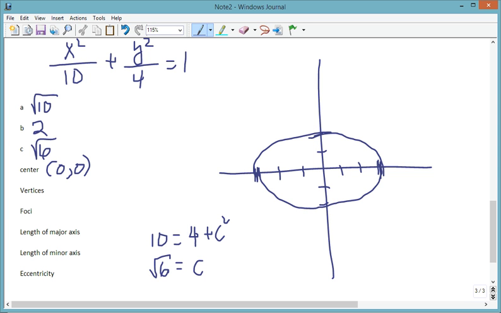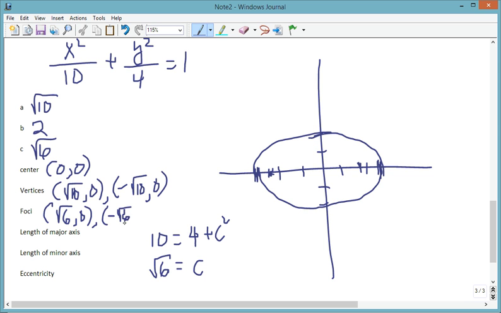My center is still at 0, 0. So my vertices, this time we're back to having the vertices along the x-axis. So it's over A. Well, A is the square root of 10, so it's going to be over square root of 10, up 0, and back square root of 10, up 0. The foci are going to be on that same axis because it's the major axis, and it's going to be over square root of 6, which is bigger than 2, less than 3, somewhere in there. That's where our foci will be. So that's going to be over square root of 6, up 0, and back square root of 6, up 0.